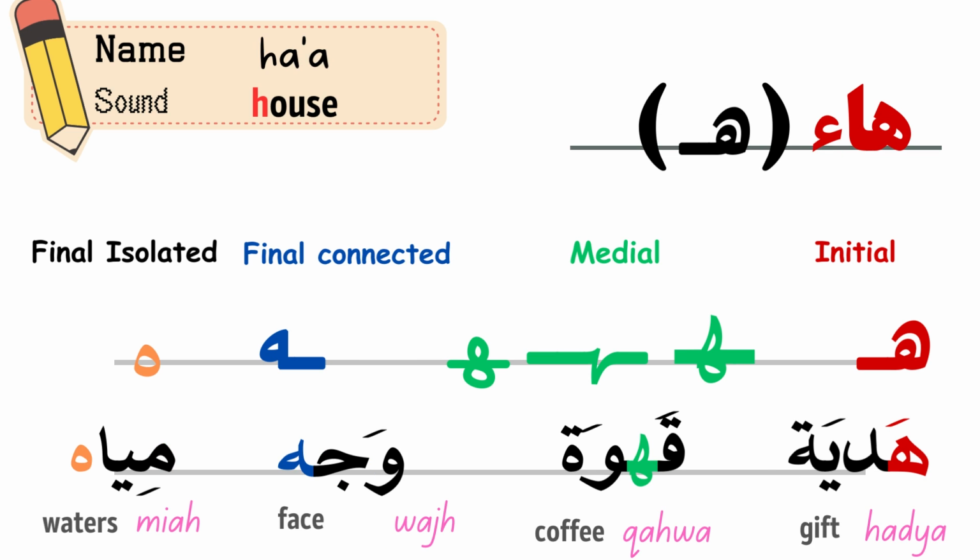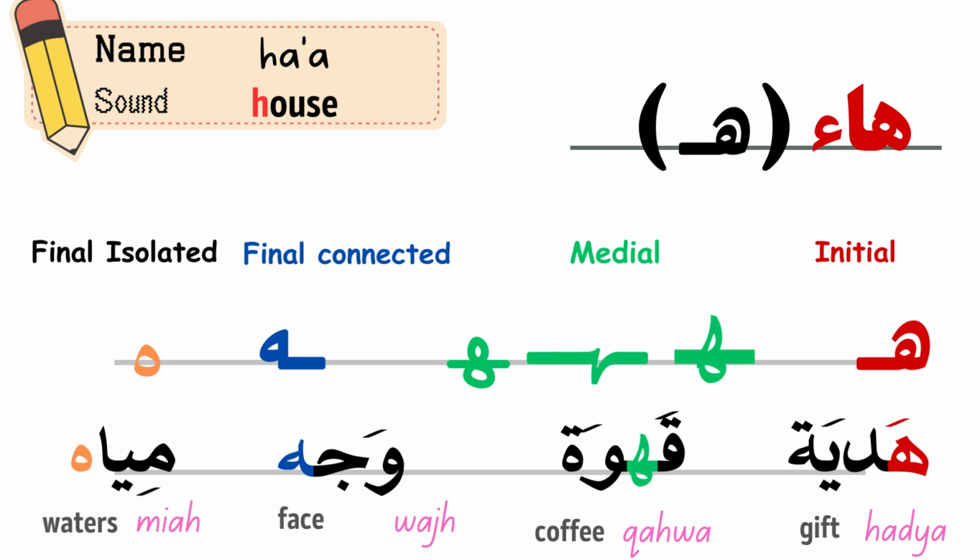The letter ha. Word هدية. هدية shows the initial form of the letter ha. Word قهوة. قهوة shows the medial form of the letter ha. And these are different ways of writing the letter ha in the middle, depends on your handwriting or the type of font you are using if you are using the computer to type in Arabic.